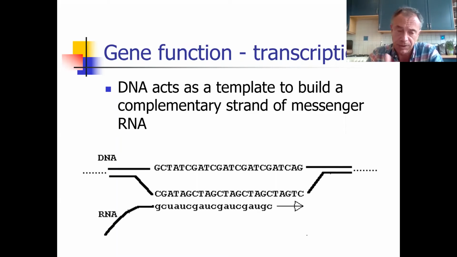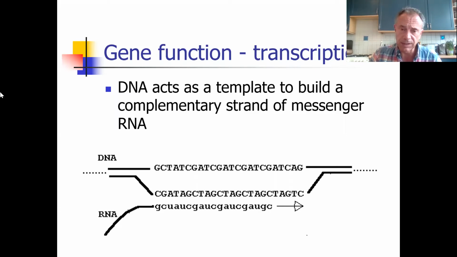In order to do this, the two strands of DNA temporarily separate, and then one of them acts as a template where you can build up a complementary strand of RNA using an enzyme called RNA polymerase, and that will extend over the length of the gene.